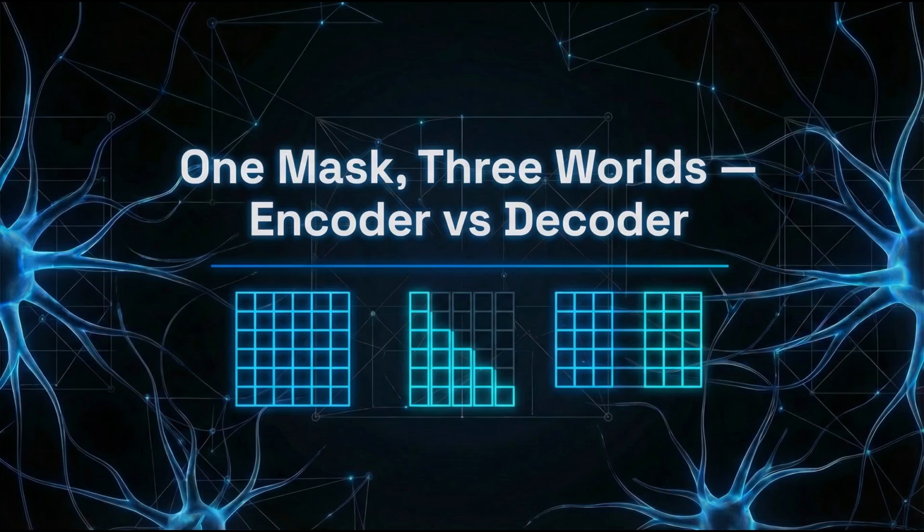LLM architectures. Encoder versus decoder versus hybrid. Add a triangular matrix with negative infinity values. Congratulations, you've just turned BERT into GPT. That sounds like an oversimplification.